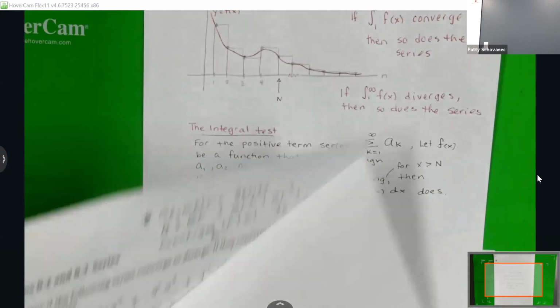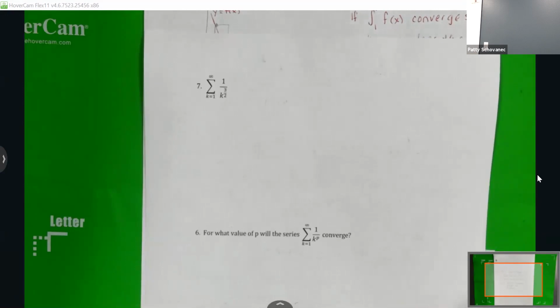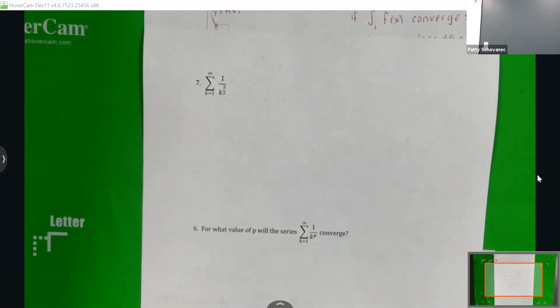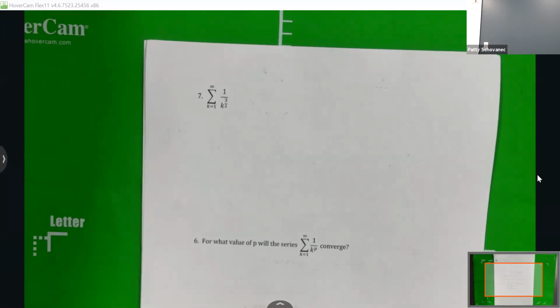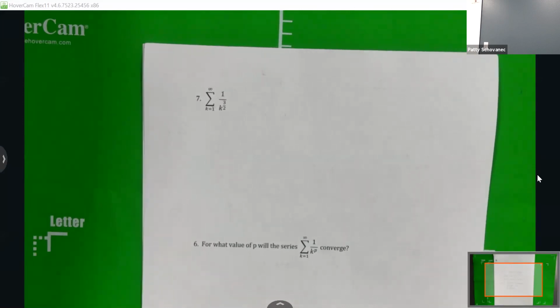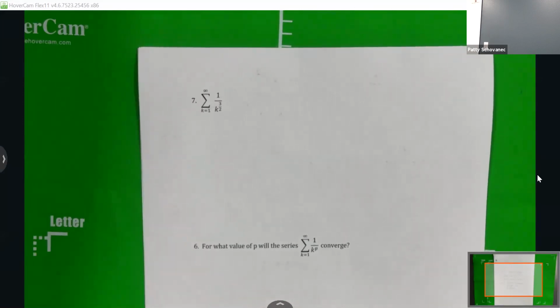Okay, next one, I gave you a short and cute one. I want you to do the integral test. My series looks like 1 over k raised to the 3/2 power.